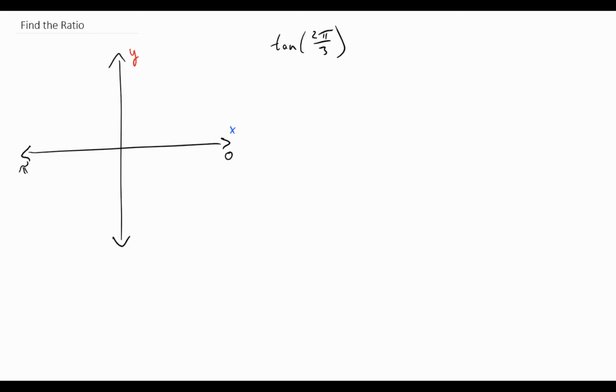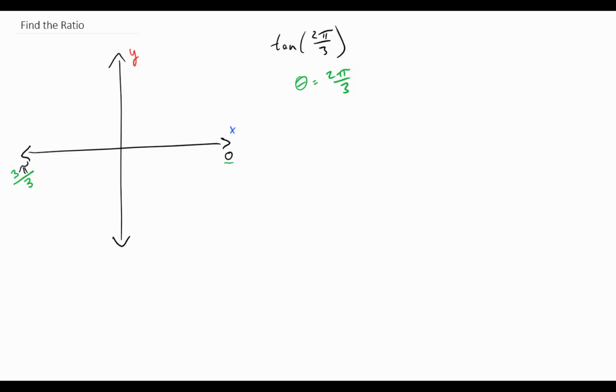Here we're asked to find the tangent of the angle 2 pi over 3. So before I even do that, I'm going to go ahead and just graph the angle 2 pi over 3. One of the things that I find useful is, well, 0 is just 0 no matter what, but my angle is 2 pi over 3. Now, I do know that that's less than 1 pi, but wouldn't it be a lot easier if this pi over here had a denominator of 3?